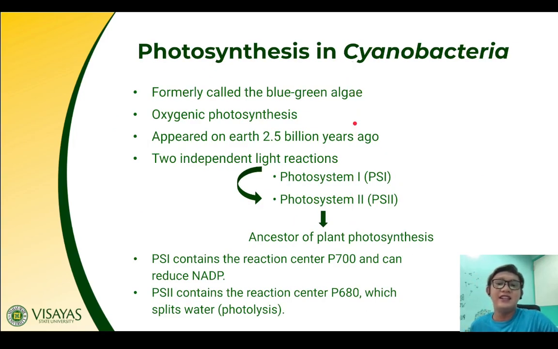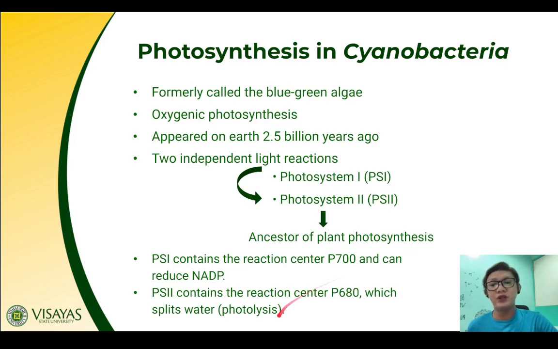While in the last group, the cyanobacteria are formerly called the blue-green algae. So they undergo oxygenic photosynthesis. That means they actually produce oxygen in the process as a byproduct. They appeared on Earth around 2.5 billion years ago, and there are two independent light reactions, the photosystem 1 and the photosystem 2, which are believed to be the ancestors of plant photosynthesis.